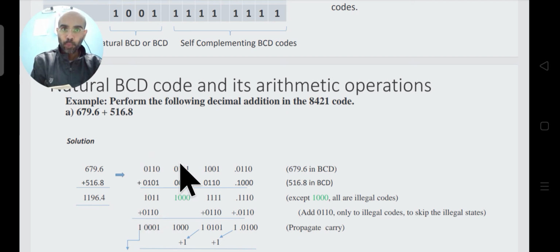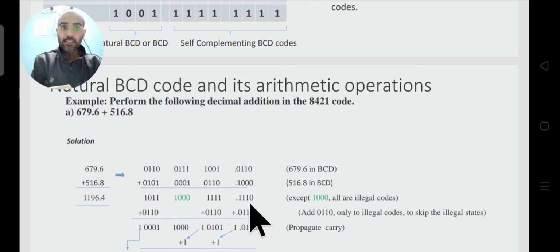From this whole group, no carry is generated. There may be a carry within the group itself, but the carry is not moving from one group to another group. So we will leave those things as they are. Now we got this as the answer, but this is not the correct answer.